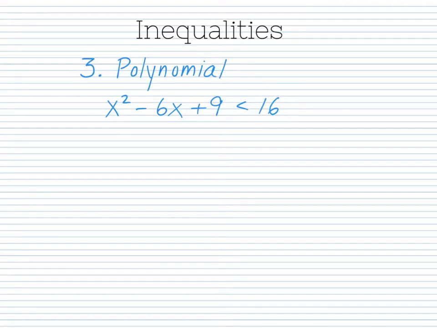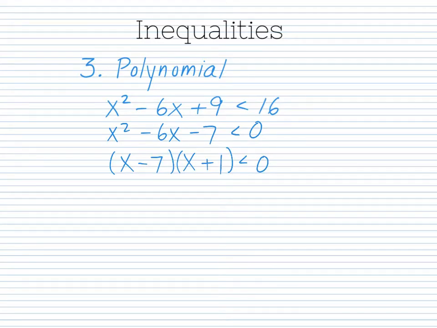This one's quadratic, which means I need to have it equal to 0. So let's start by subtracting 16 from both sides. 9 minus 16 is negative 7. Once it equals 0, I can factor as long as it will factor. Negative 7 will factor to negative 7 plus 1. Those add up to negative 6.